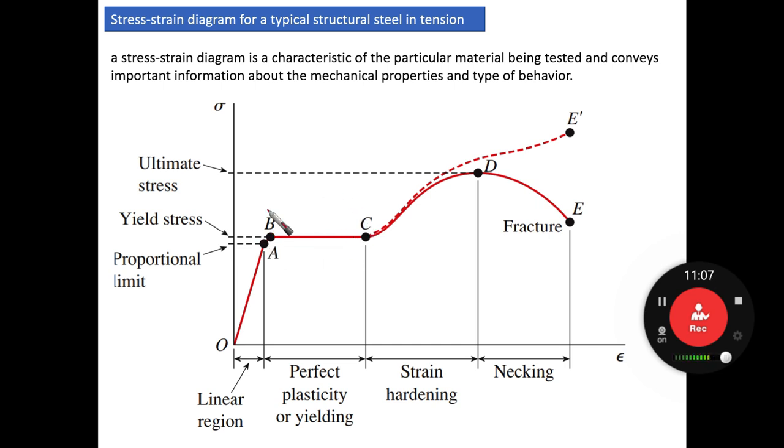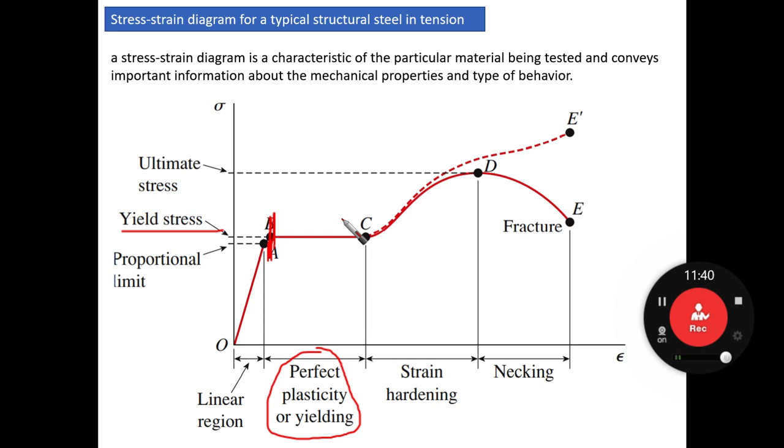This part from B to C, we call it perfect plasticity or yielding. And the onset of this phenomenon at point B, we call the yield stress limit. So from B to C, it is the perfect plasticity or yielding.